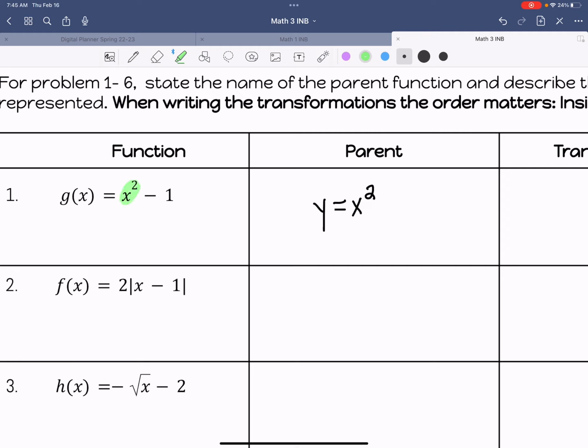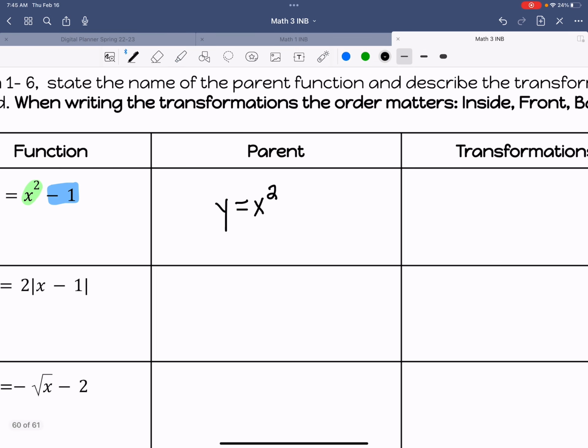So there's nothing inside with it, there's nothing in front of it. However, we do have the minus 1 at the back. So that minus 1 is your k value. So that k value is going to mean that it's going to go down 1 unit.